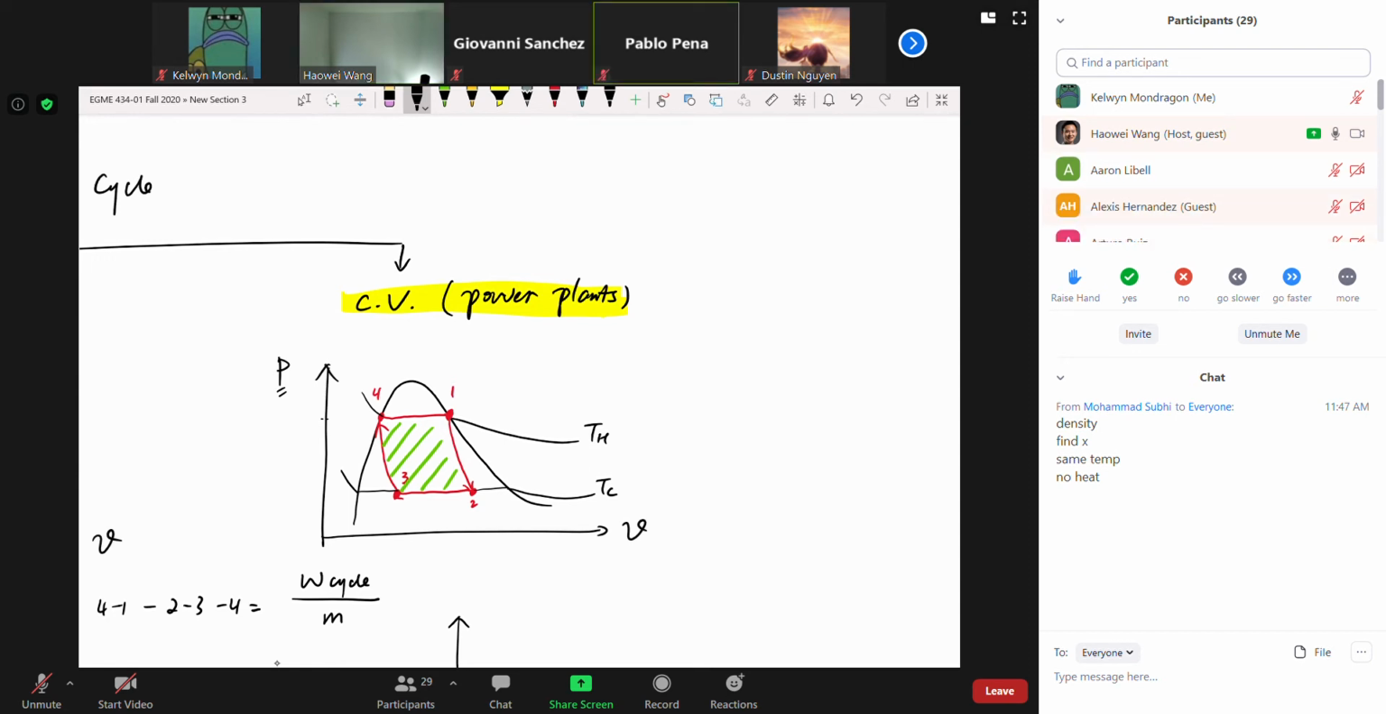Where's my heat? From 4 to 1, you're adding heat to the water inside the boiler. As you add heat to the water, the temperature remains the same and the pressure remains the same. What is going on? Usually when we add heat to something, the temperature or the pressure will go up. How come? From 4 to 1, that's the boiler, where you add heat, but the temperature and pressure don't change. What has my heat been used for? Anyone?